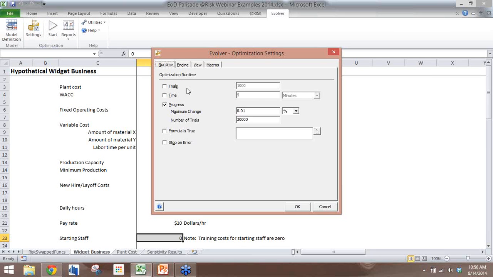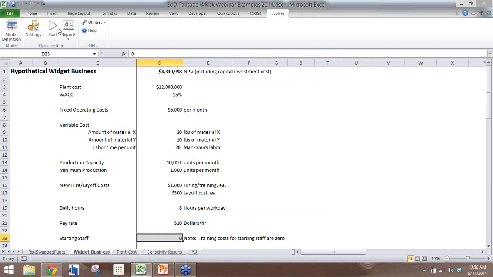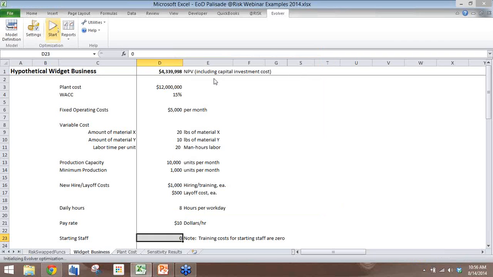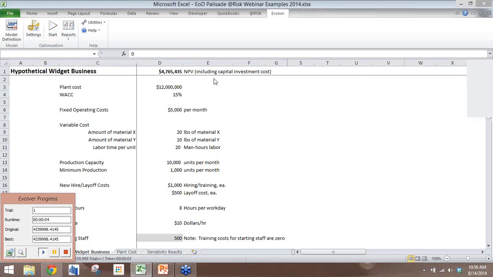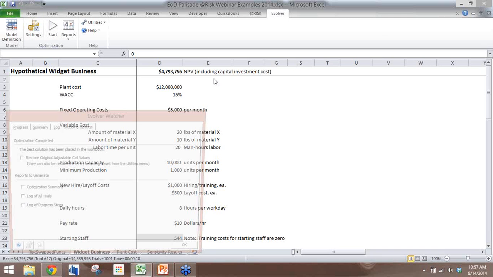Also check my model settings. I'm going to allow it to do 1,000 trials, which I think is going to be okay in this particular case. Let's run it. So the question becomes, given the fact that I have these potential layout costs, what is my optimal level of starting staff?